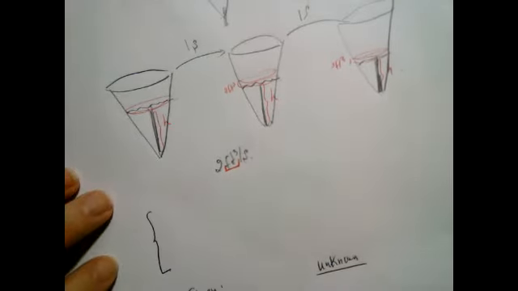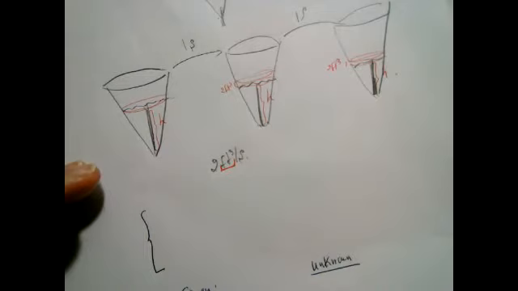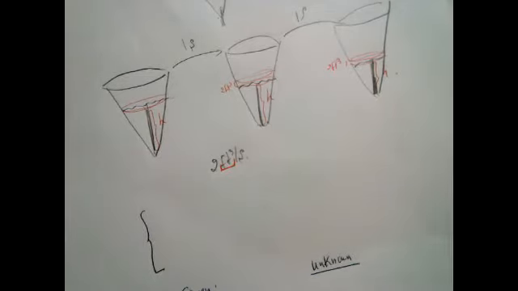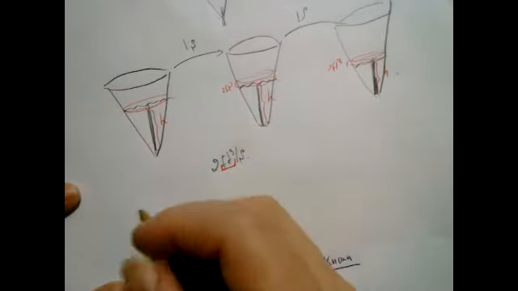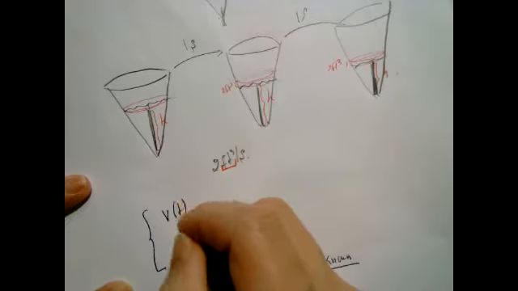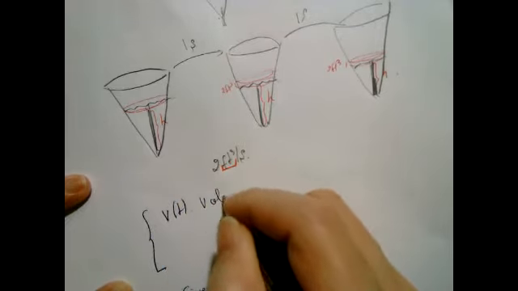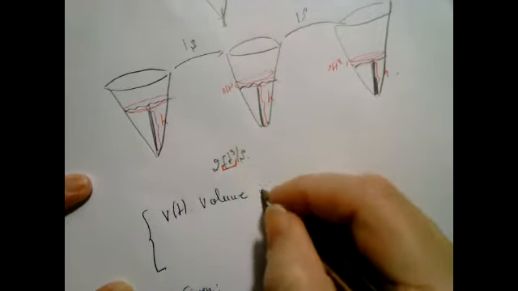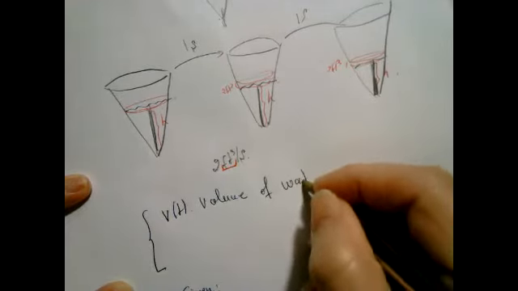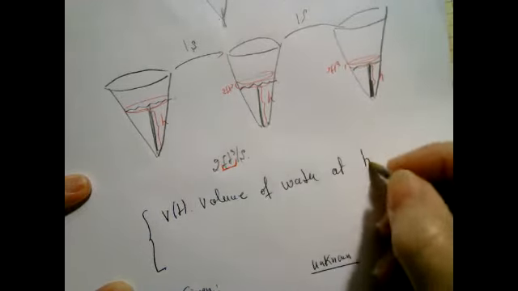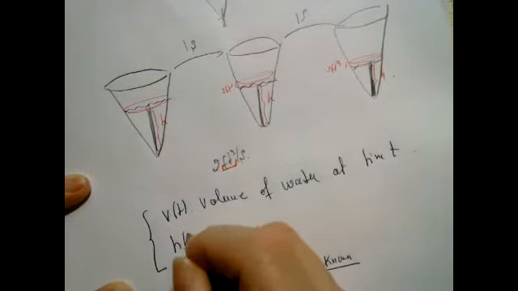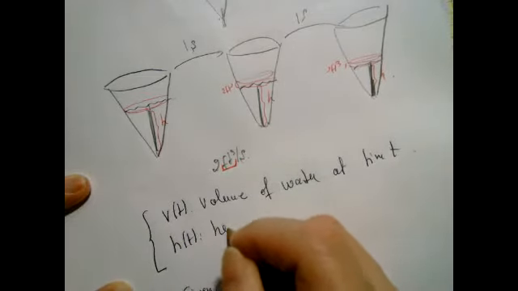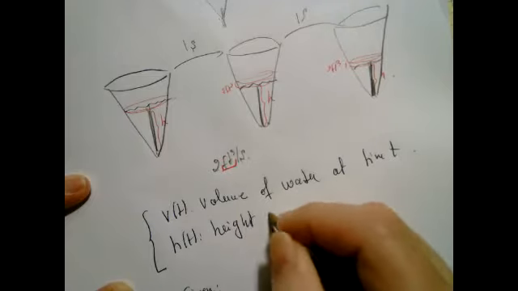From reading the problem, what are the variables that are of interest to us? The volume and the height. So we introduce them. Let V of t be the volume of water at time t. That's what's changing. And H of t is the height of the water at time t.